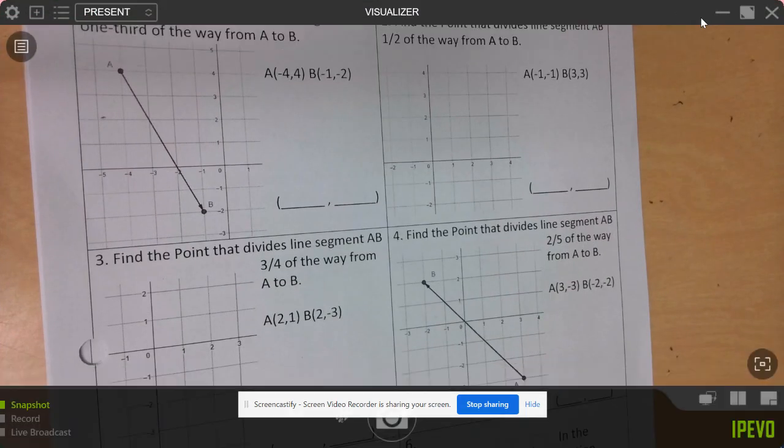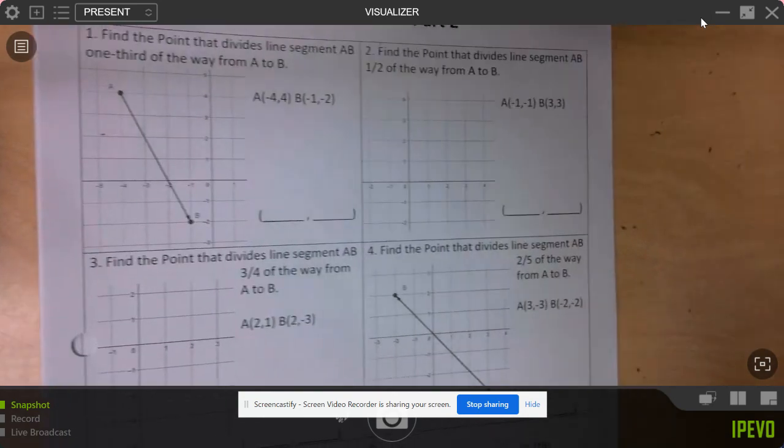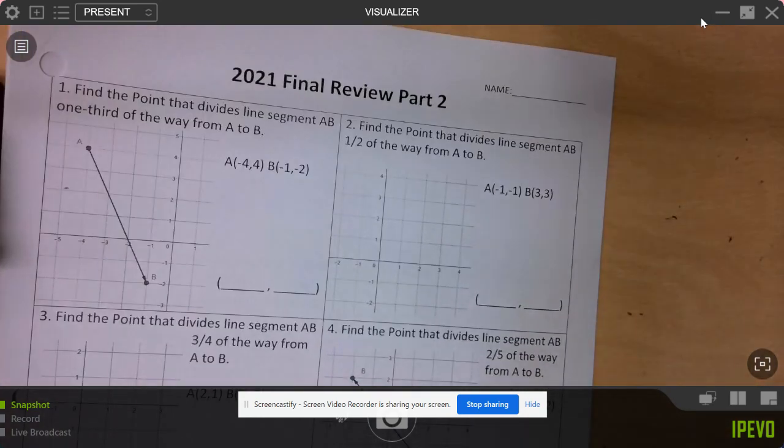Hello, so we're going to go ahead and go over part 2 of the 2021 final, part 2 of the review.